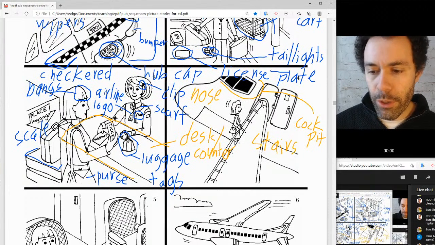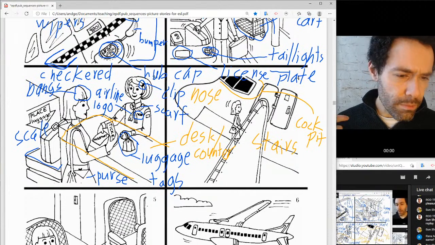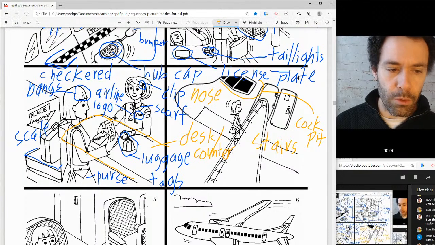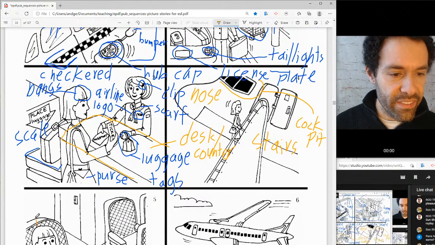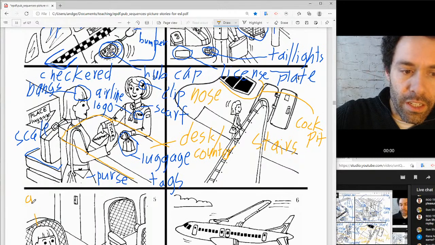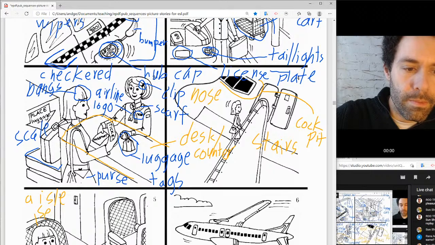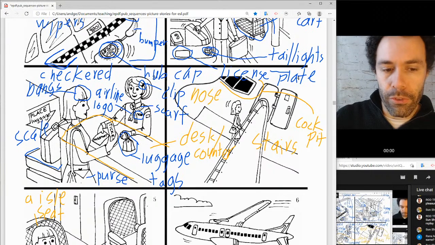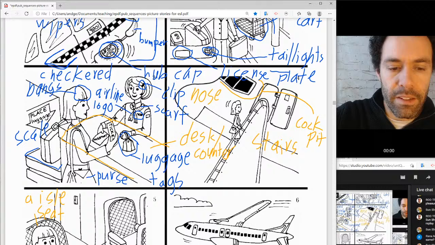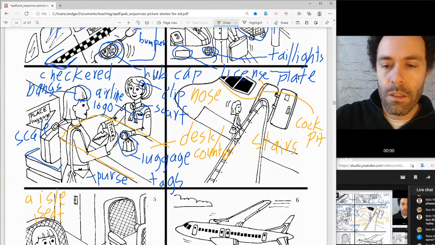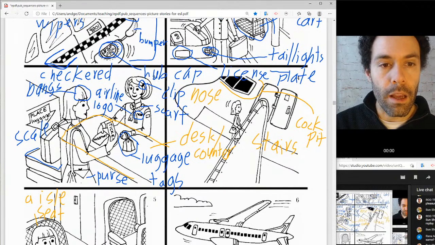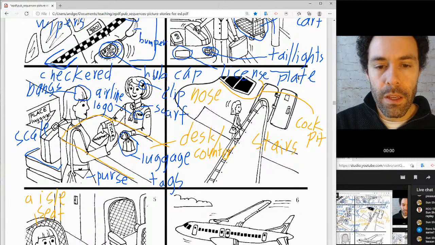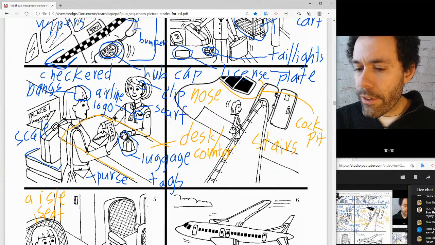Last two pictures here. So you can see she's actually on the plane. Where is she sitting? She is sitting in an aisle seat. Okay, so those aisle seats are those seats that naturally go along the aisle. Okay, typically on an airplane, those are a ladder.